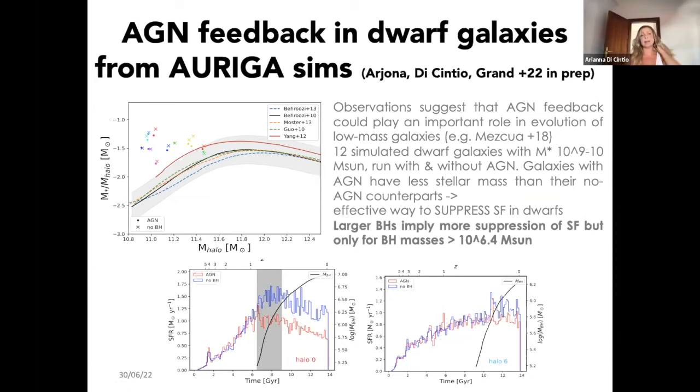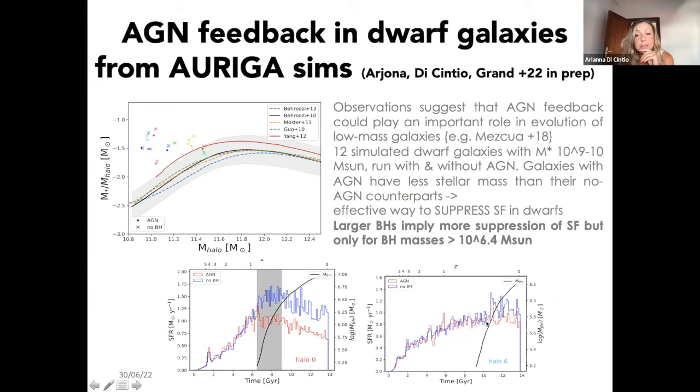What we found is that the stellar mass with AGN is smaller than the stellar mass of the galaxy run without AGN. You can see this here in the M-star versus M-halo plot. AGN galaxies are shown as points and no-AGN are shown as crosses. So AGN seem to be a viable mechanism to quench or suppress star formation. However, we found that this effect only happens when the mass of the black hole is large enough. We found it for black hole masses larger than about 10^6.4.